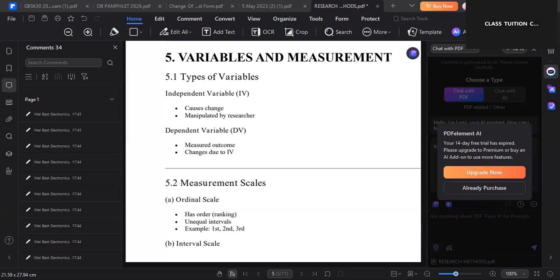And measurement scales are simply scales that classify or measure these variables, and they actually determine your statistical analysis. So we have what we call an ordinal scale, an interval scale, and a nominal scale.